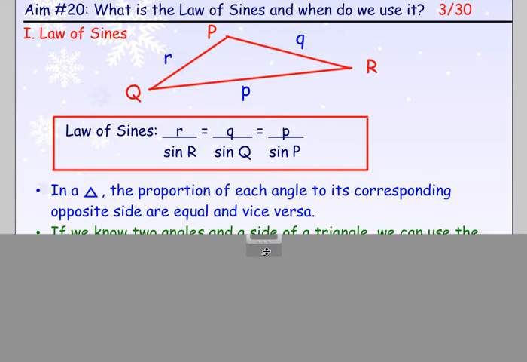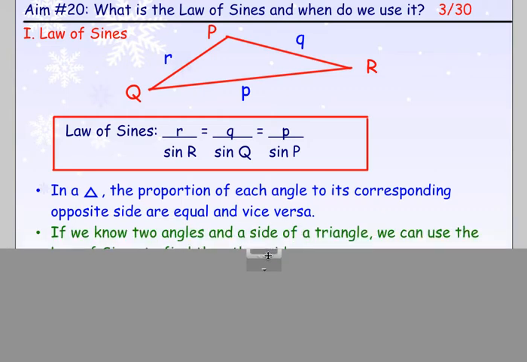So these are some of the notes that I would like you to take. I want you to start with: in the triangle, the proportion of each angle to its corresponding opposite side are equal, and vice versa, meaning that the proportion of each side to its corresponding opposite angle are equal, hence the law of sines above you.